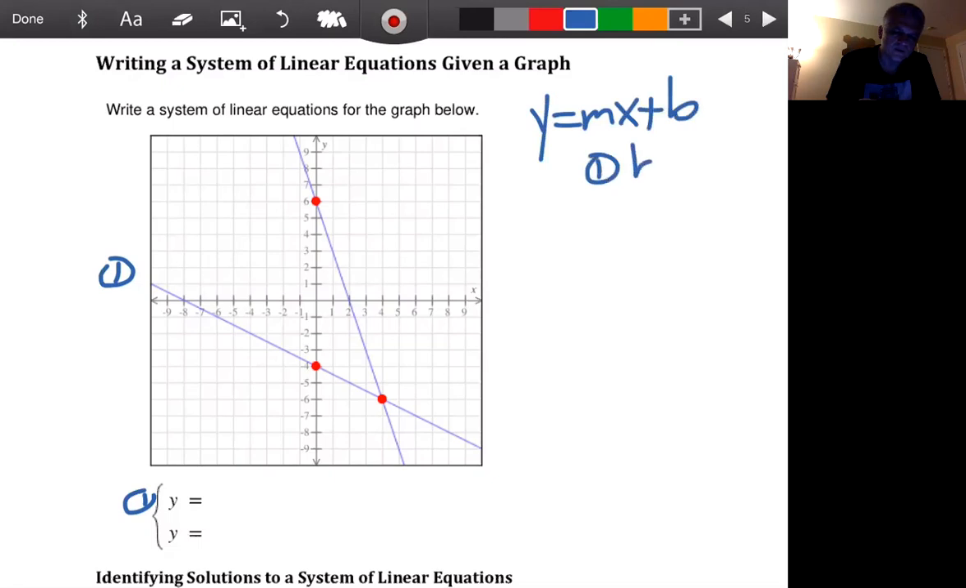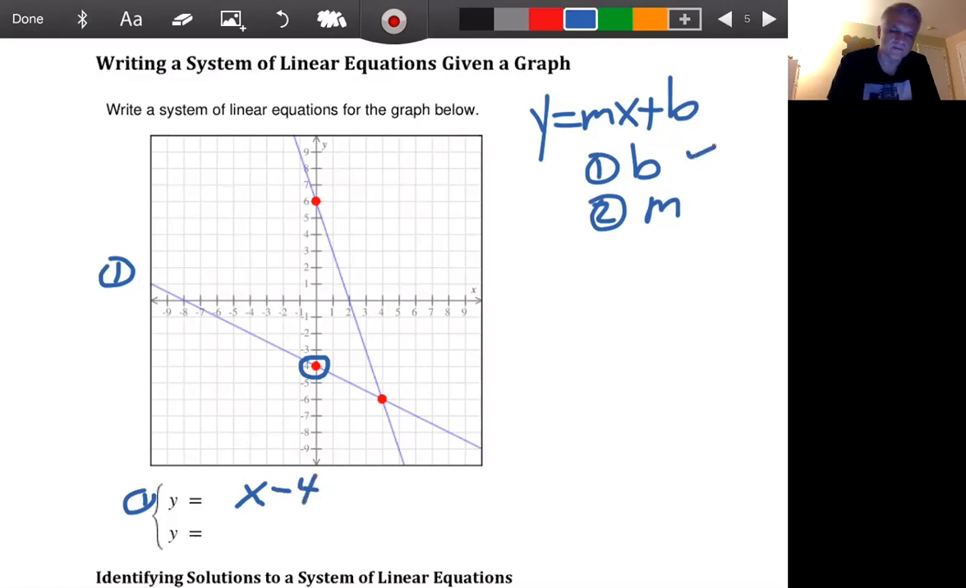Step 1, what's the b? Step 2, what's the m? Step 3, write your answer. Okay, so it's going to be y equals, which they've already given you. That's nice. You're going to have an m, then you're going to have an x, then you're going to have your plus b. Okay, so step 1, what is the b? Okay, that's a negative 4. So b is negative 4. Done.